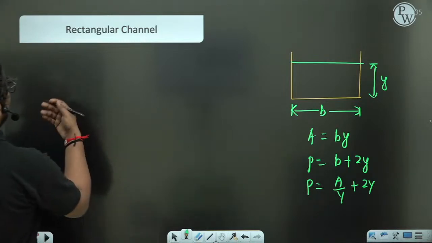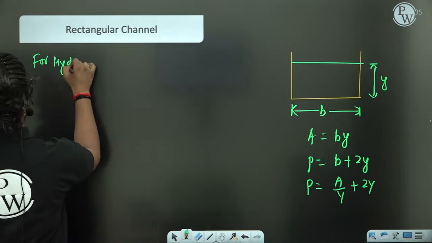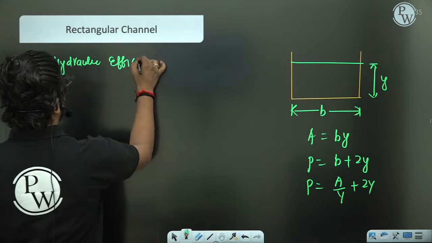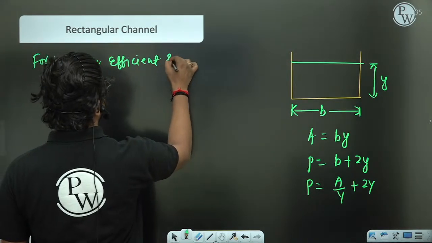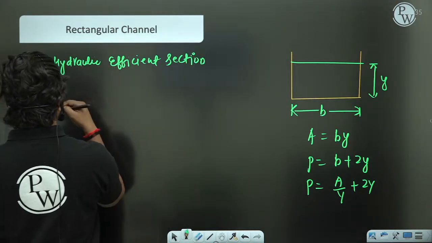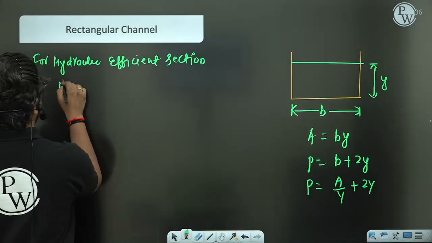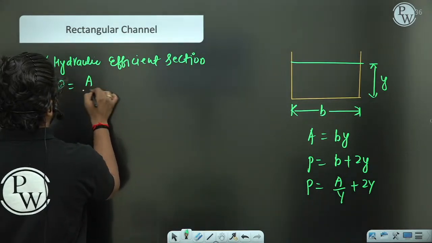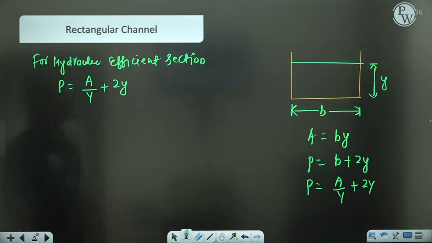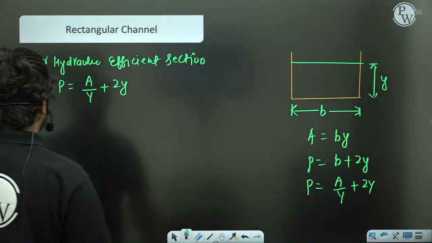Okay. So now here for the hydraulic efficient section, we know that the P we need is nothing but the minimum value. So for that, P is nothing but A by Y plus 2Y. Now if you want the minimum value, what will we do here? We can go for maxima minima.